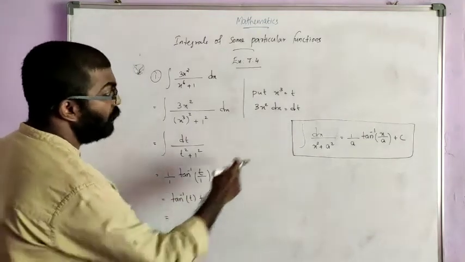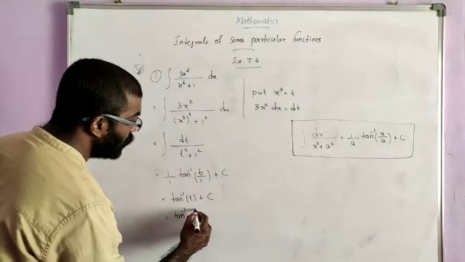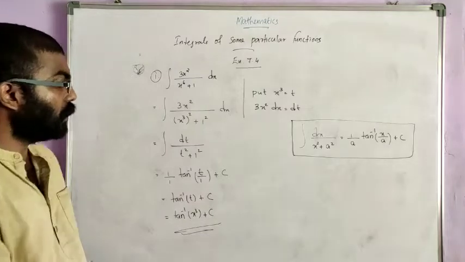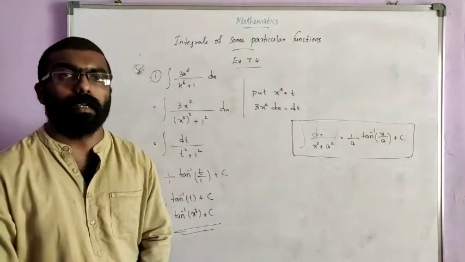And instead of t, what we can write? x cube. So tan inverse of x cube plus integrating constant c. So our final answer is tan inverse x cube plus c. Clear?